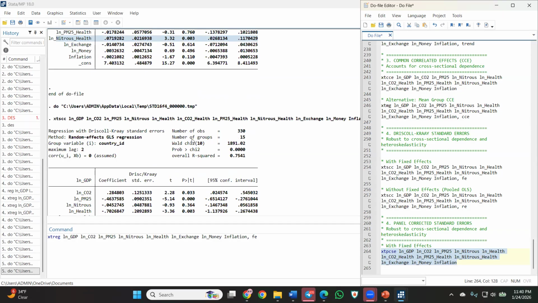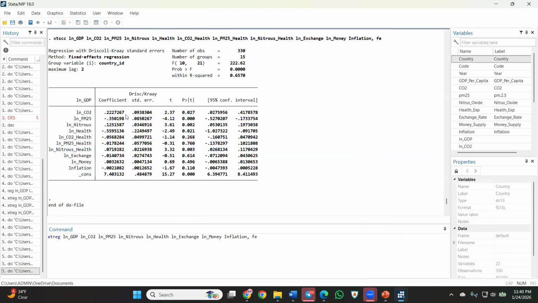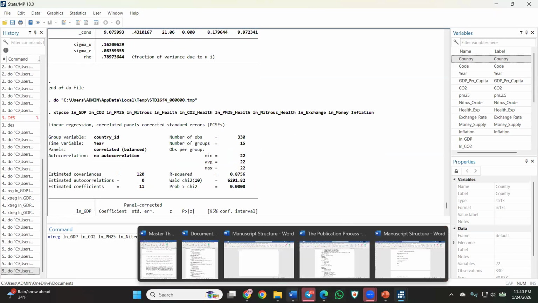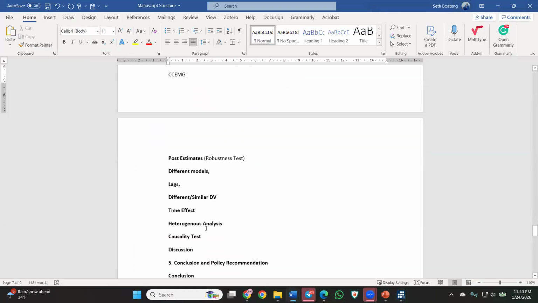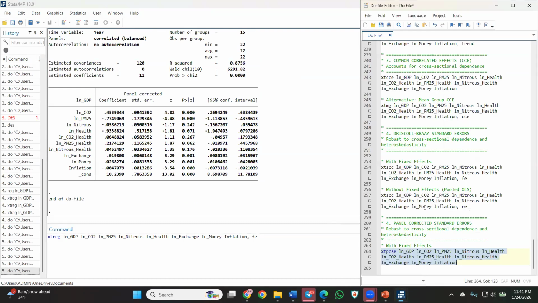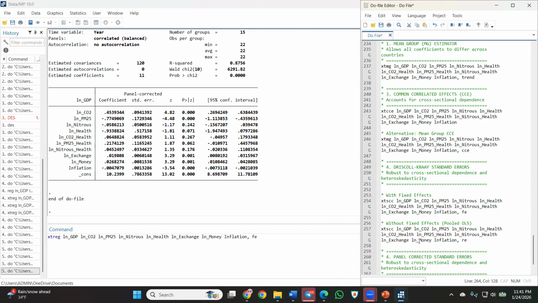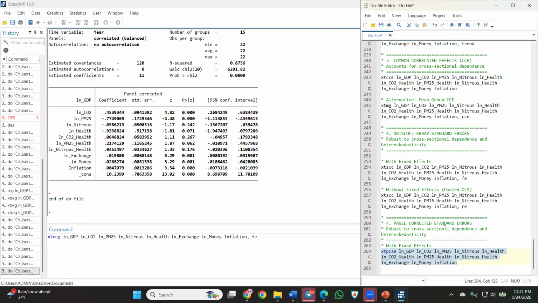So let me summarize the results. I think our time is up. So in our next lecture, we will do the heterogeneous analysis, causality test, time effect models, and then the lag model for the robustness. So these are the main models that you can use. We will share the codes for you to know. So that's the code for the common correlated effects, mean group estimation, and then the panel corrected standard error.